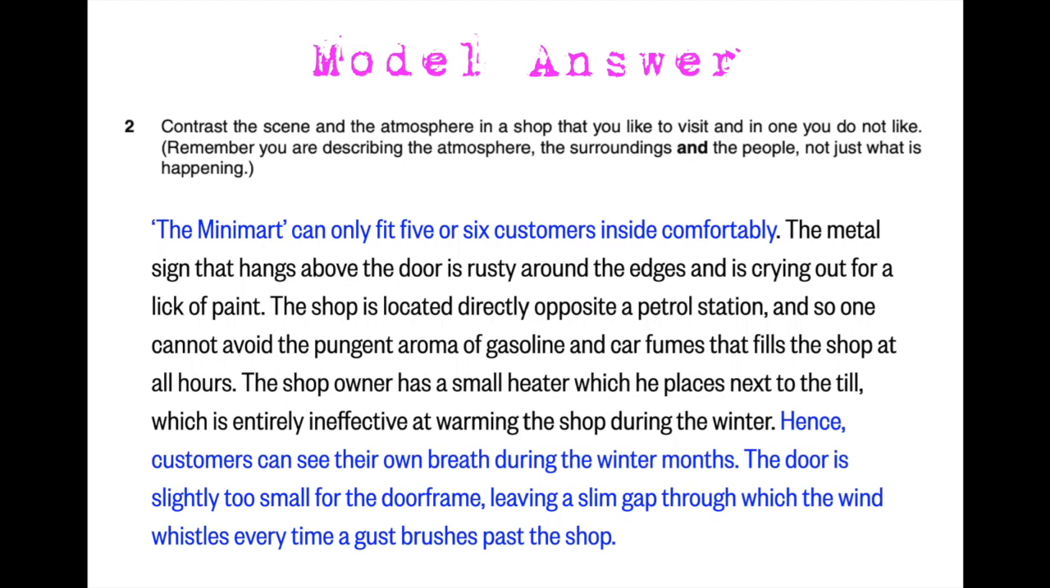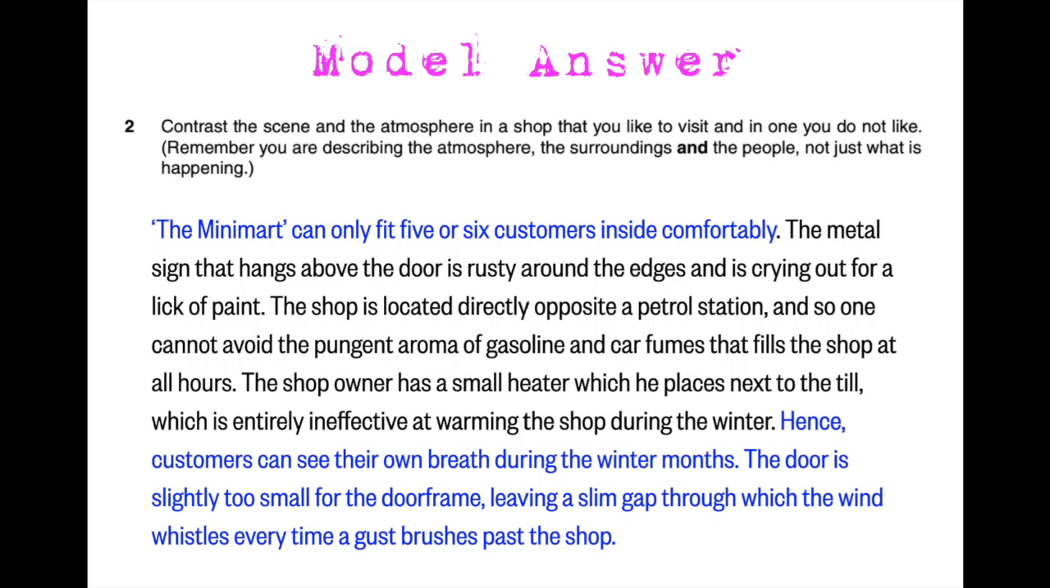The first sentence says, the mini-mart, which is the name of the shop, can only fit 5 or 6 customers inside comfortably. Now, which descriptive writing strategy am I using here? 1 or 2? That's right, I'm using strategy number 2 because I'm showing, not telling. The mini-mart can only fit 5 or 6 customers inside comfortably. Well, what does that mean? What does that show you? It shows you that the shop is very small. So instead of me saying the mini-mart is very small, I said the mini-mart can only fit 5 or 6 customers inside comfortably. This is an example of show, not tell. When you produce your descriptive writing, make sure you include that.